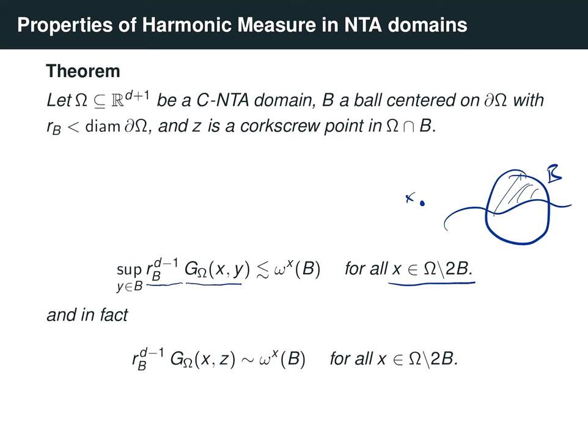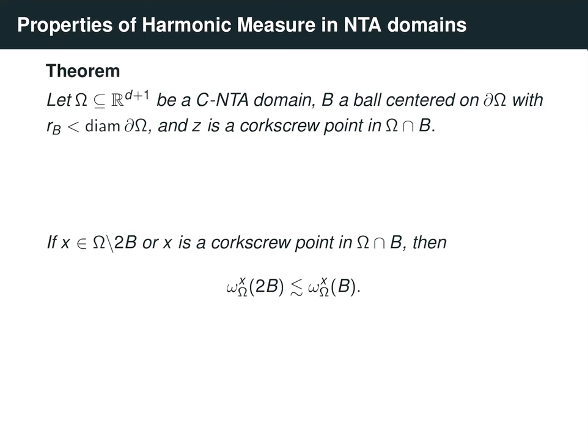And in fact, if instead of taking the supremum of this function, we plug in the corkscrew point Z for this ball, then we actually get comparability. So r_B to the d minus 1 times G(x,Z) is comparable to the harmonic measure of this ball with pole at x.